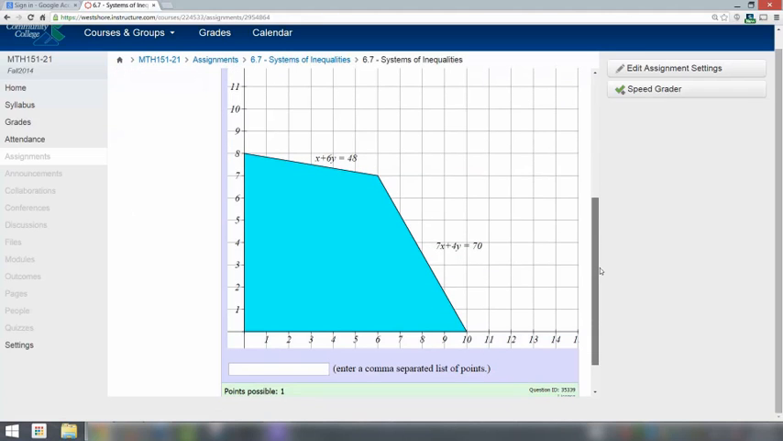They give you the shaded region. They just want to know the vertices. What are these corners that bound the region? So you just put in ordered pairs, like 0, 0, and then whatever this coordinate is, 0, 8, 6, 7, 10, 0. You put in those 4 points and you've got it.